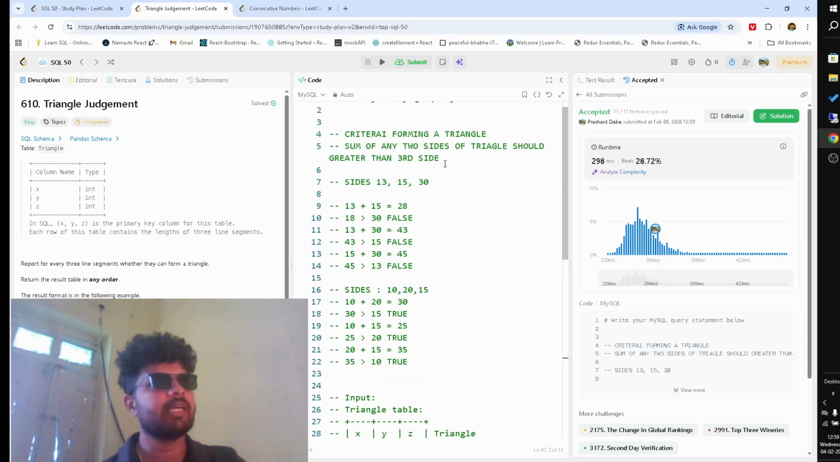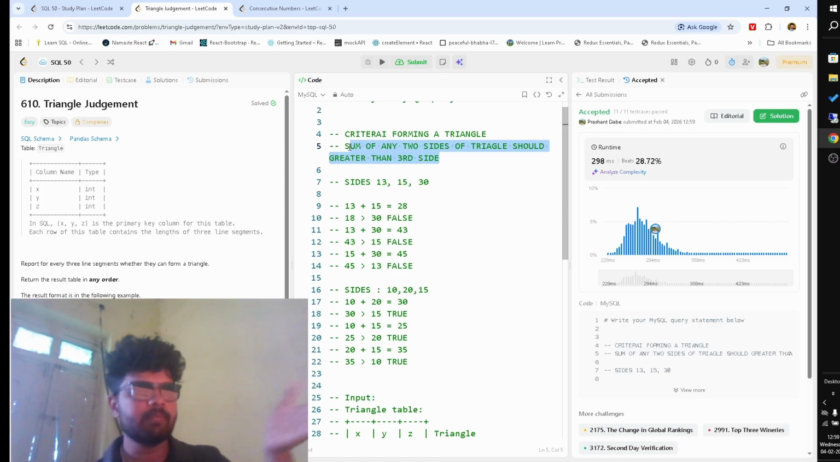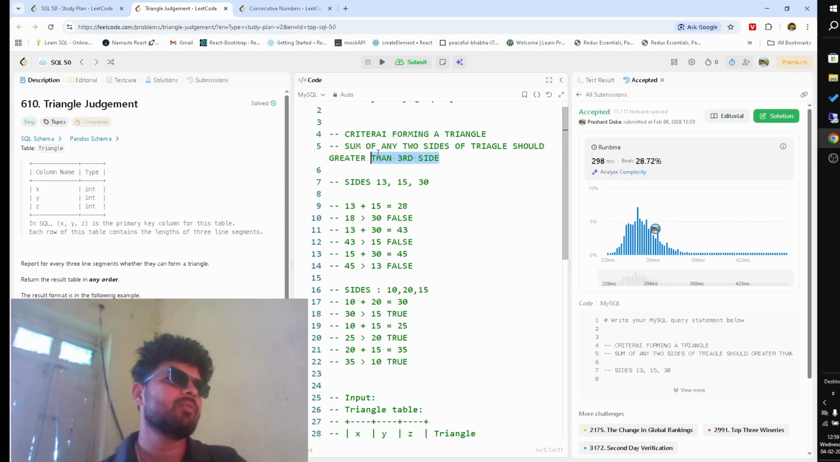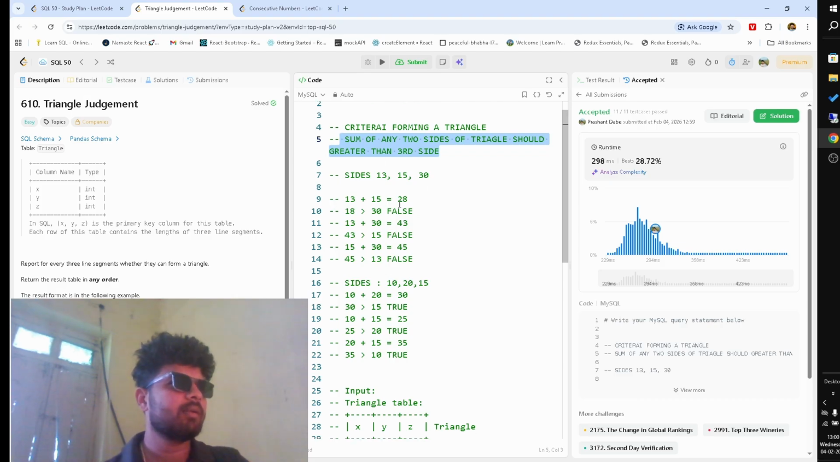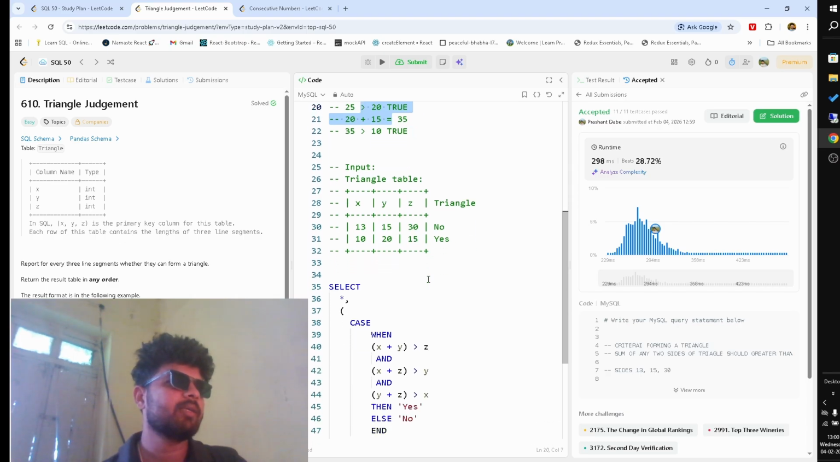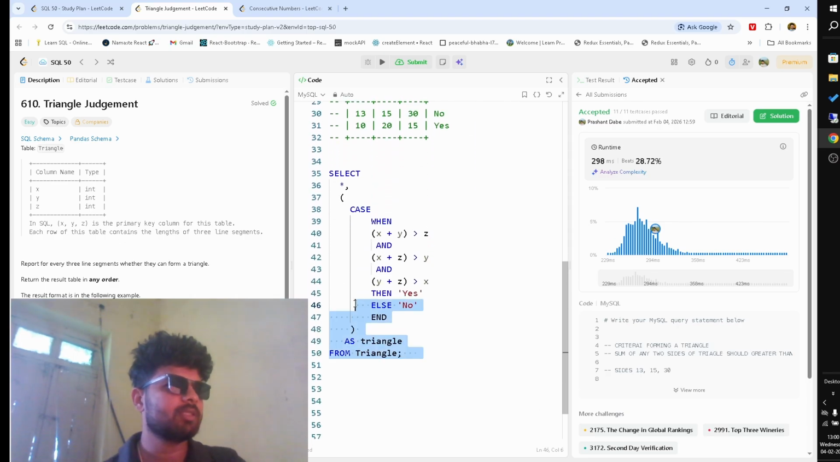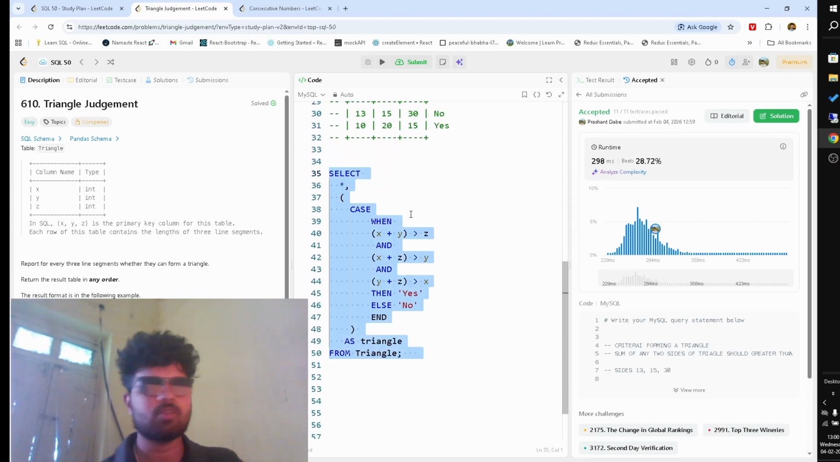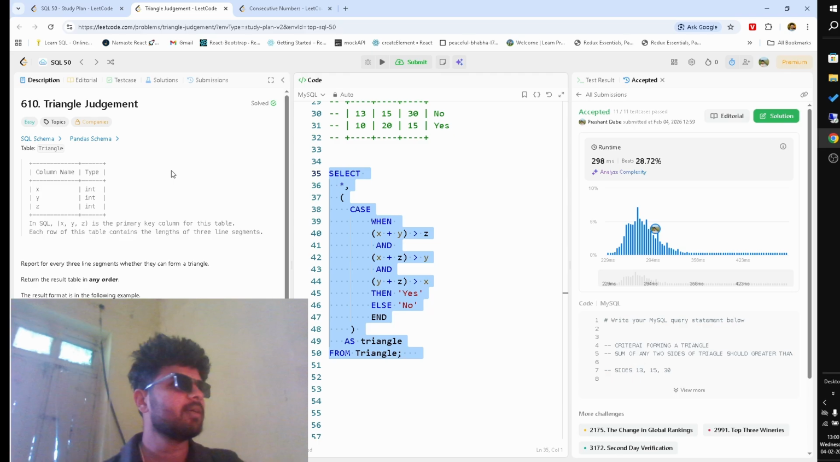This is pretty much the code. This is the understanding of the problem. So we need to first understand the problem to arrive at this statement. Then this explanation, and this is all the code required for solving this. And yes, this is the SQL 50 series, and this is the question Triangle Judgment.